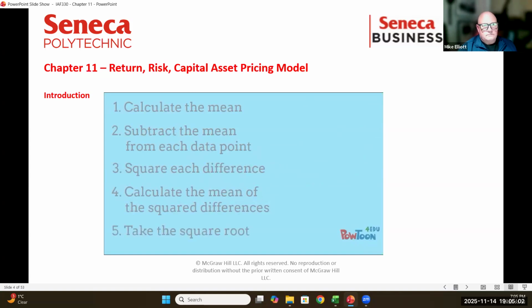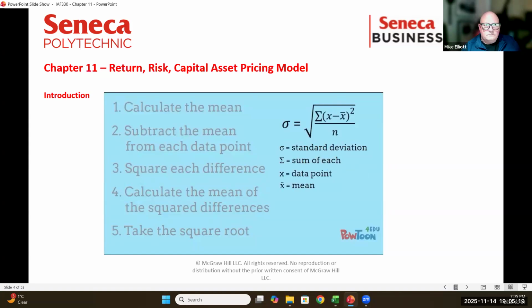Using symbols, the equation for calculating standard deviation looks like this. Lowercase sigma stands for standard deviation of a population. Uppercase sigma tells us to calculate the sum for each instance. X is each data point, X bar is the mean of the data points, and N is the number of data points. Keep in mind that there is a similar formula that divides by N minus 1. That formula is used when you only have data for a sample of the population.